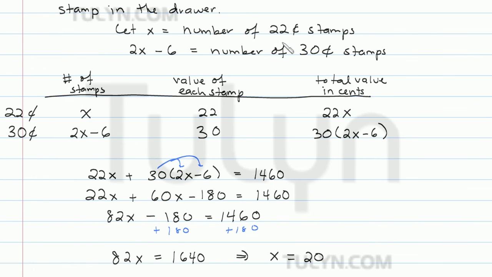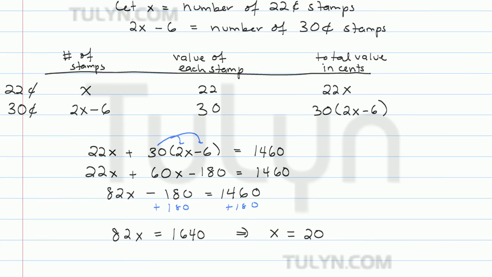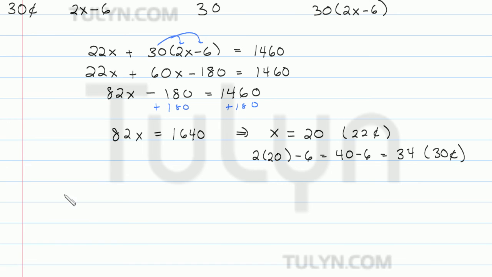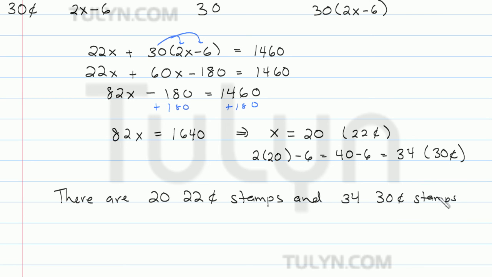So going back up, the number of 22-cent stamps is equal to 20. To find the number of 30-cent stamps, we want to substitute 20 into our formula. So 2 times 20 minus 6 is going to be 40 minus 6, so we get 34. So 20 is the number of 22-cent stamps, and 34 is the number of 30-cent stamps. So we want to say there are 20 22-cent stamps and 34 30-cent stamps in the drawer.